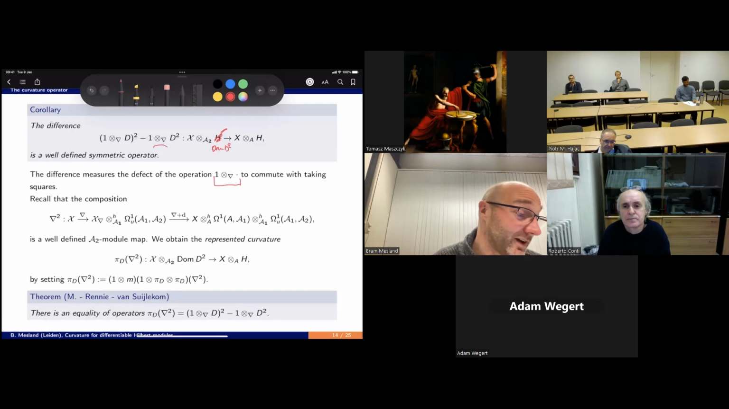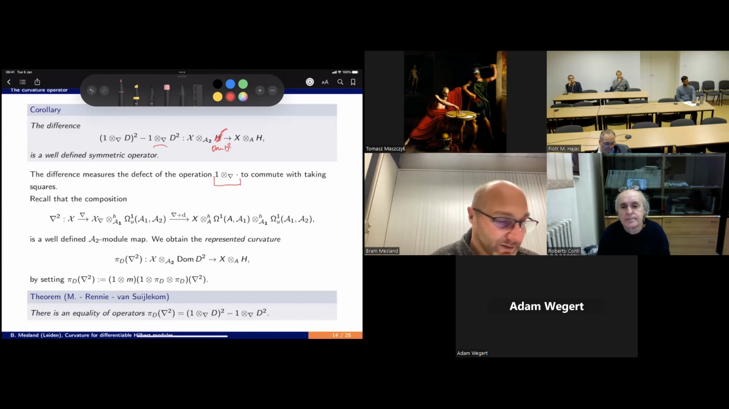And in the spectral triple philosophy, the square of a Dirac operator is approximately the Laplacian of your underlying geometry, modulo some curvature terms. And so this difference in the corollary should be viewed as a difference of Laplacians, where you have the Laplacian of the lift and the lift of the Laplacian, and you compare them.